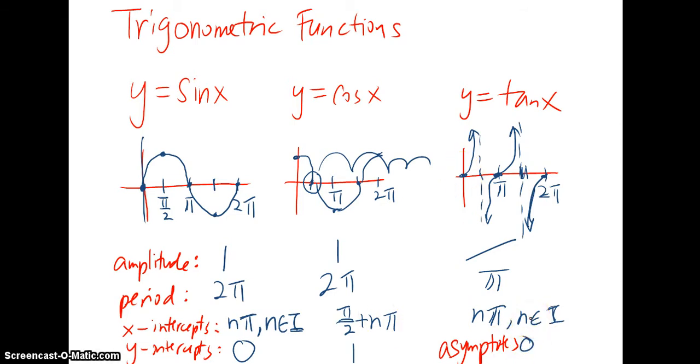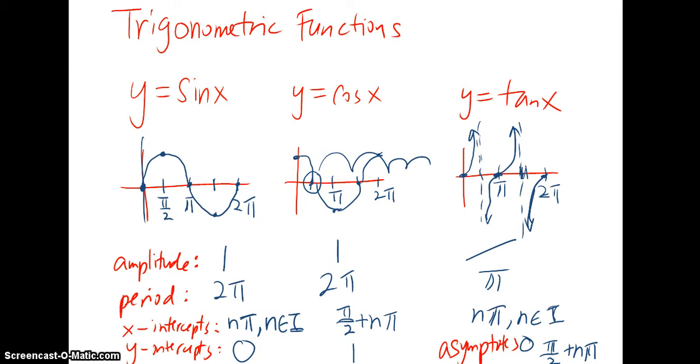Now for tangent, we have something called the asymptote. This dotted line is called an asymptote, which means the graph will not touch it. The first asymptote is at pi over 2, and then they repeat every pi. So we write n pi, which means they repeat every pi. So this is the basic graph of the trig functions.